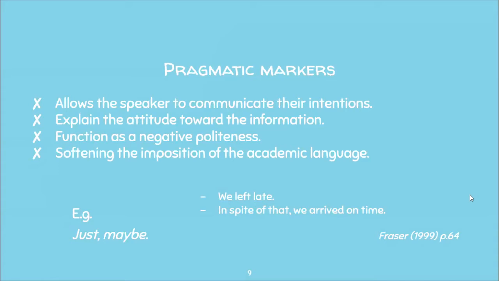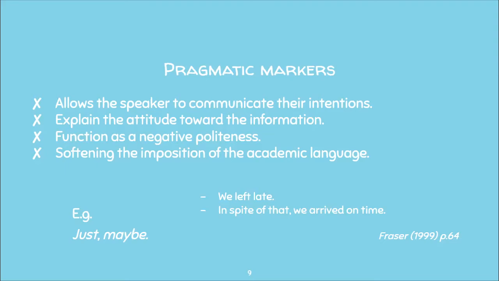What and why do the pragmatic markers help us? Because they allow the speaker to communicate their intentions, explain the attitude toward the information, and function as a negative politeness, which means softening the imposition of academic language. That is, when you have to explain something in an academic language, you can use pragmatic markers to soften and make your explanation less hard to explain. And if you don't understand what pragmatic markers are yet, I gave you some examples like just and maybe.